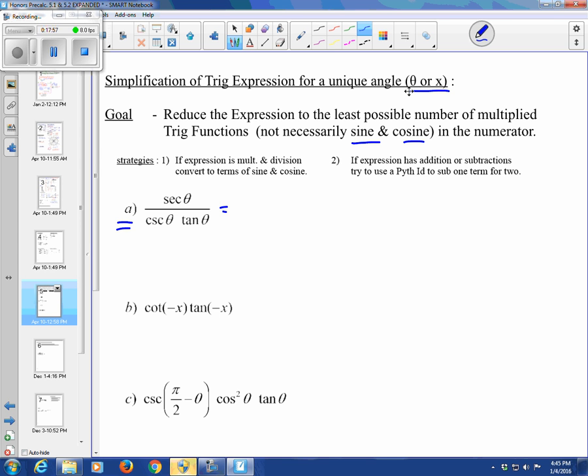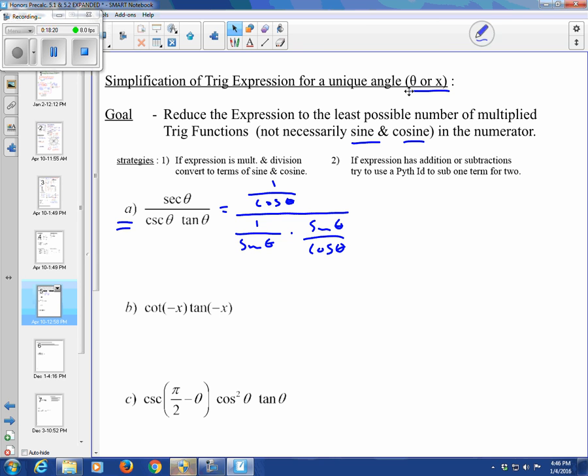We've got secant of theta over cosecant of theta times tan of theta. And right here, if I change everything to sine and cosine, I get secant as 1 over cosine of theta, and then that's over cosecant, which is 1 over sine of theta, times tan of theta, which is sine of theta over cosine of theta. Now with these substitutions I've made, I can start making some cancellations. Right here, we see a sine in the numerator and a sine in the denominator. So with our multiplication, we can cross-cancel these, right? And then we're looking at 1 over, let me change this to blue.